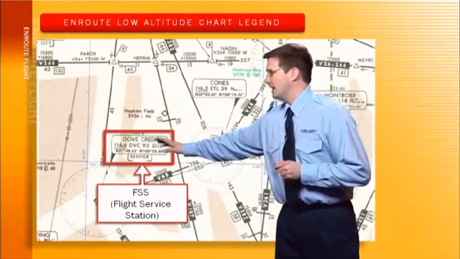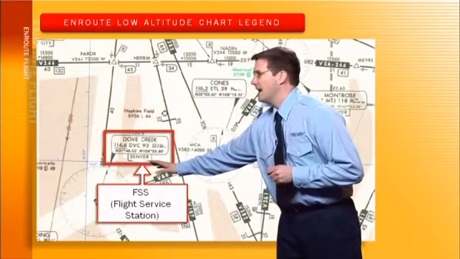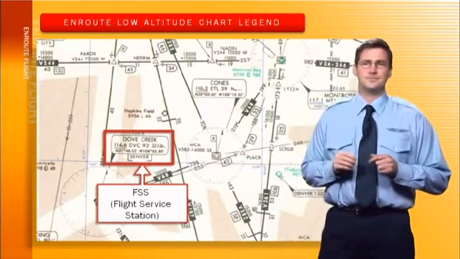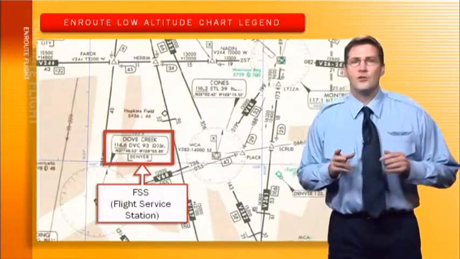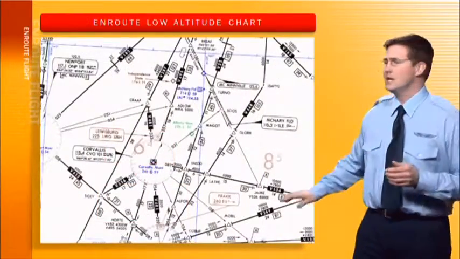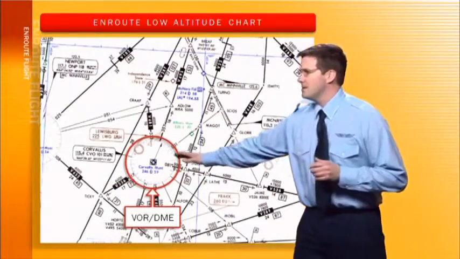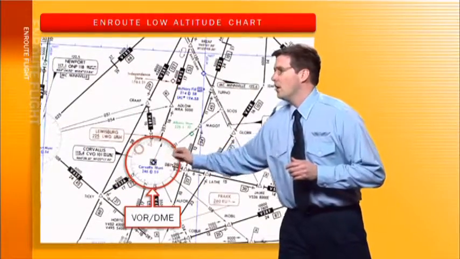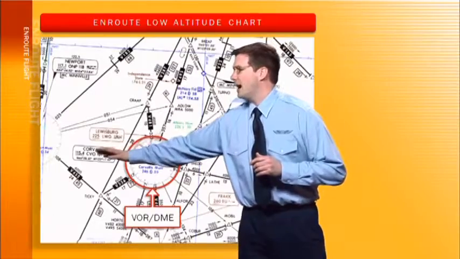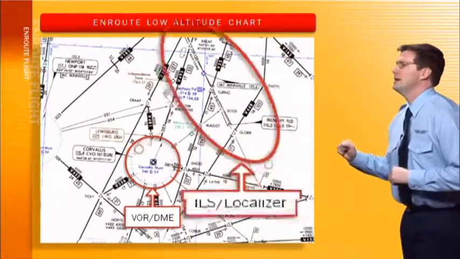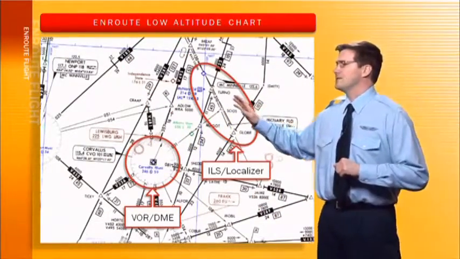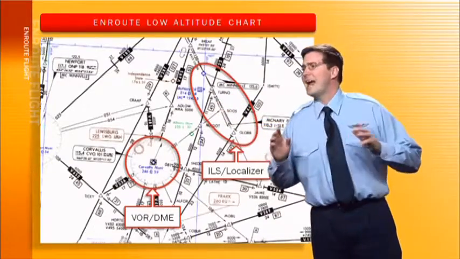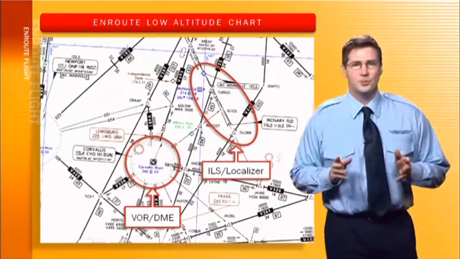Here's an example of a flight service station shown right here as the Denver Flight Service Station. Now here we see the Corvallis VOR DME. Now the chart shows the VOR DME symbol right here in the middle. Over here to the left we see the data box. Now over here is the ILS localizer symbol for McNary Field, showing an ILS being used for navigational purposes.